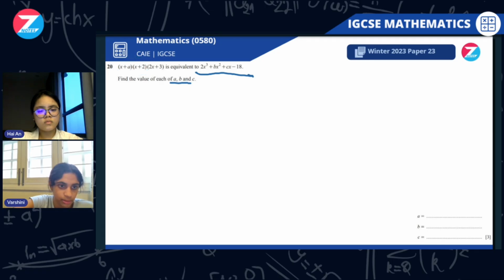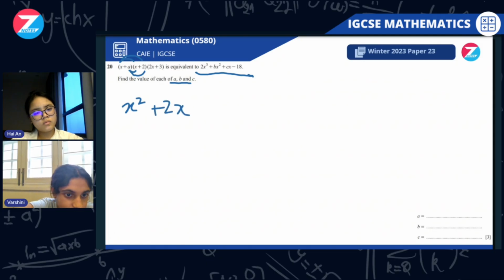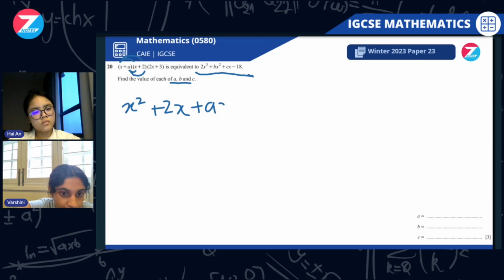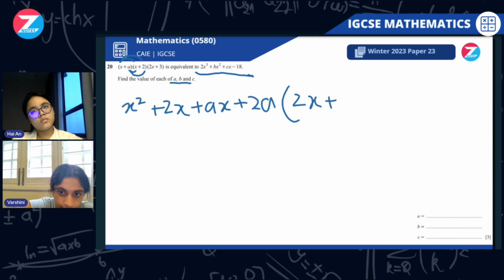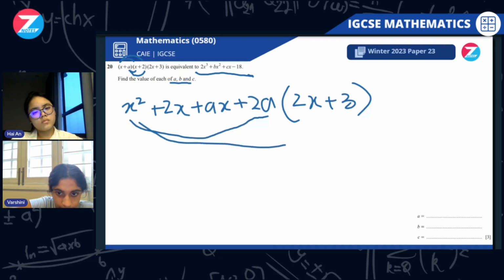Wait, let me redo that. x is going to multiply into x, and x is going to multiply into 2, and a is going to multiply into x, and a is going to multiply into 2. So x into x is x squared, and x into 2 is 2x, plus a into x is ax, and a into 2 is just 2a. Now this full thing is being multiplied by 2x plus 3. Let's expand this. Each of these values is going to multiply into 2x and into 3.